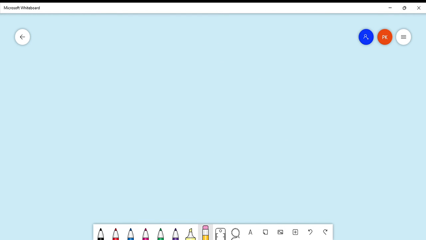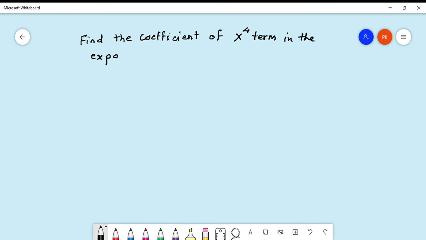So here, let us take this problem. Find the coefficient of the x raised to 4 term in the expansion of (2x square + 3)^4. So your a is 2x square and b is 3.